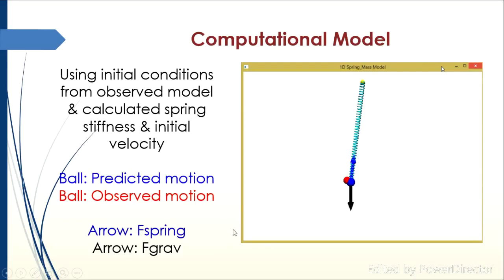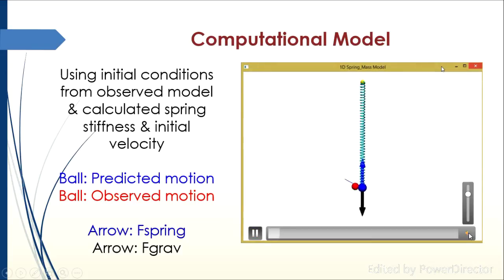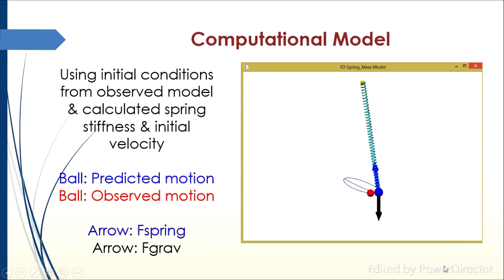This was the computational model using the initial conditions from the observed model and the calculated spring stiffness and initial velocity.